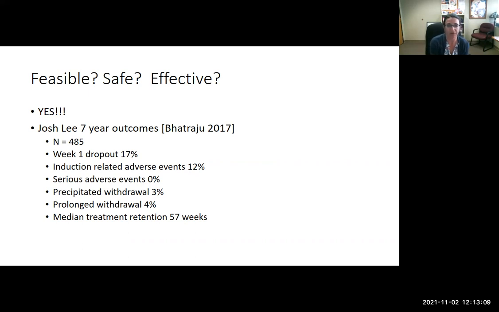really pretty good results in terms of adverse events, no serious adverse events, low likelihood of precipitated withdrawal, and really comparable to in-clinic at 3% for precipitated withdrawal, prolonged withdrawal experience of 4%. And really this is key, that the treatment retention was at least as good as in-clinic initiation. So at 57 weeks, still having median treatment retention.